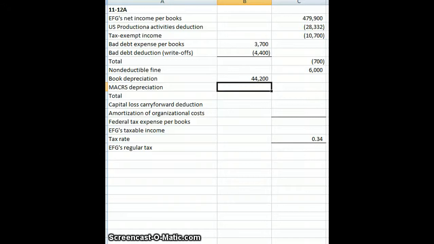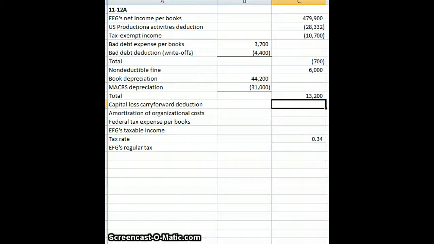Okay, next one down there, EFG's depreciation expense for the books was $44,200, and as we know, MACRS differs from financial accounting depreciation. So our MACRS deduction for depreciation was $31,000. So we actually deducted more on our books than what we did in tax. So that's going to add income. We're going to have more taxable income, less of a tax deduction, more income for taxable purposes than we are for book purposes.